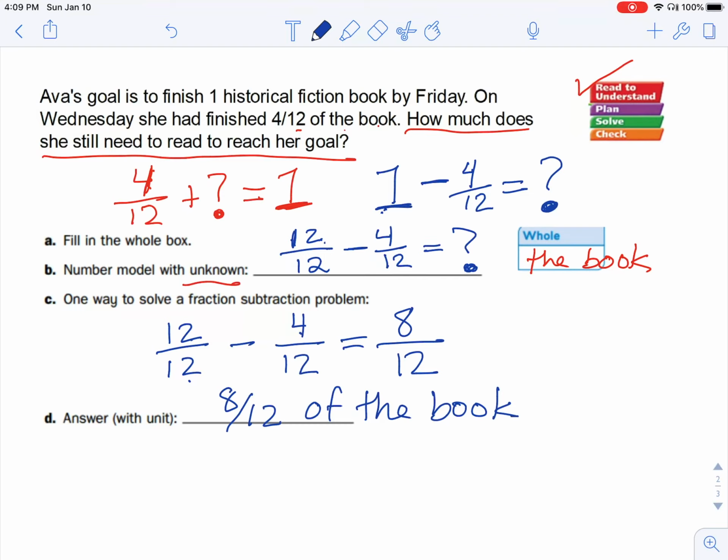So we made our plan, we solved, and we have to think, does my answer make sense? 8/12 of the book, that seems reasonable. So this is an example of how we can subtract fractions.